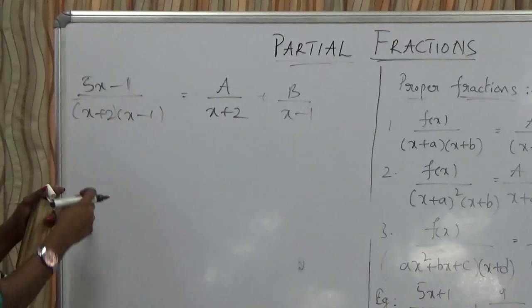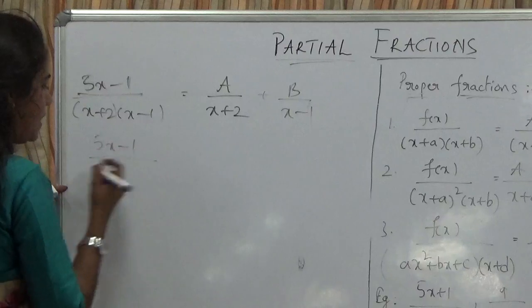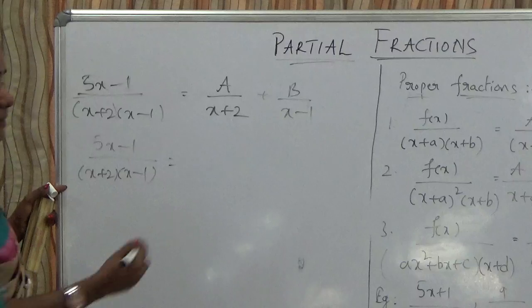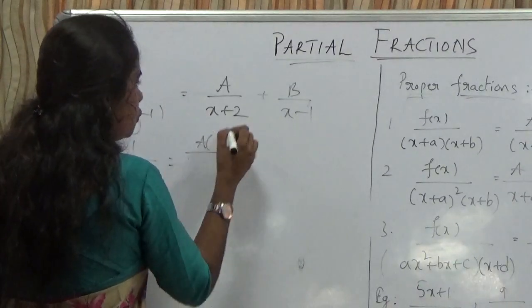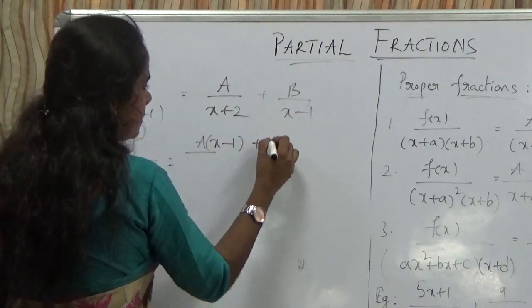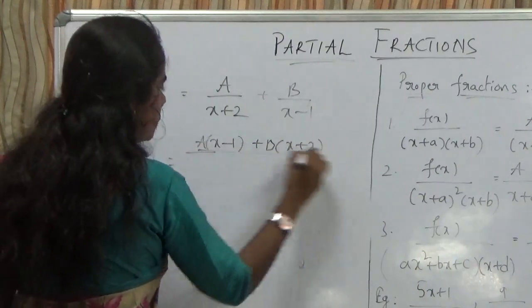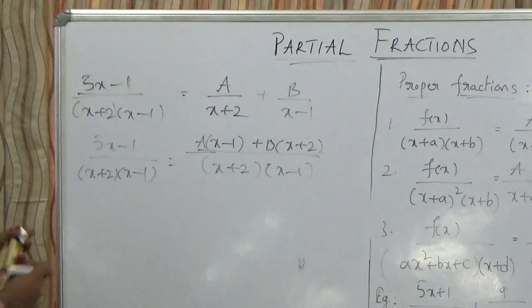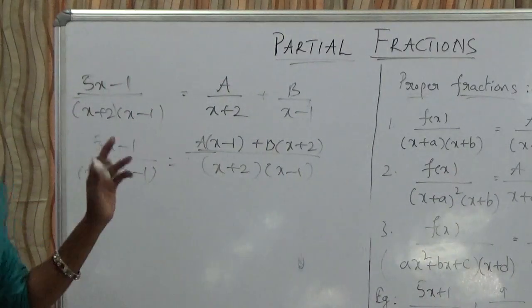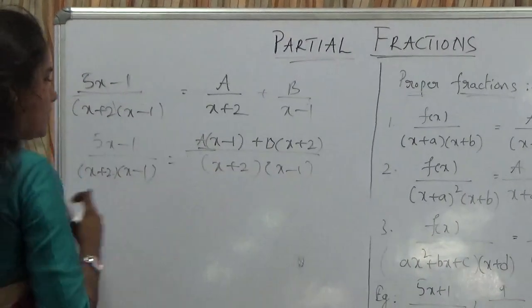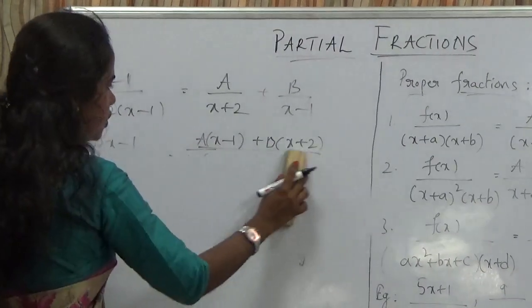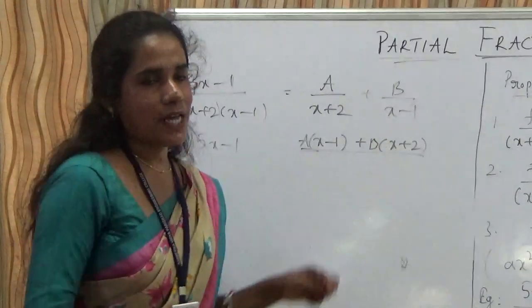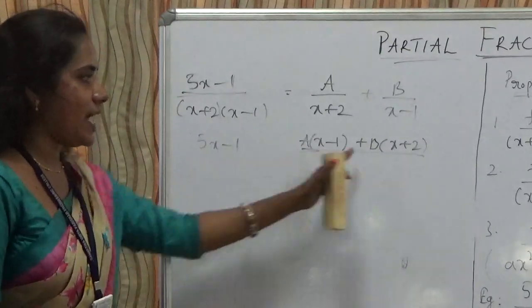The left hand side is as it is, that is (5x minus 1) by (x plus 2) and (x minus 1). And next we can take LCM on this side, A into (x minus 1) plus B into (x plus 2) by (x plus 2) into (x minus 1). So in this step, the denominators of both sides are same, so both get cancelled. So next the equation is 5x minus 1 equal to A into (x minus 1) plus B into (x plus 2).